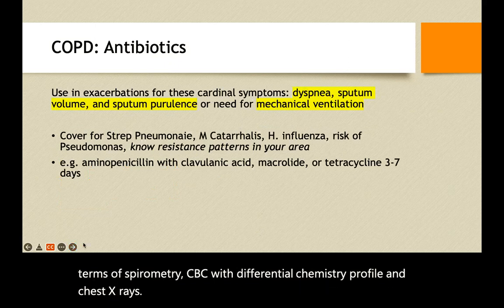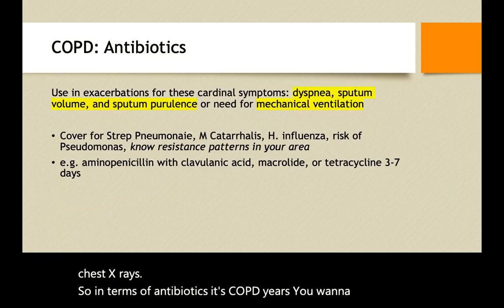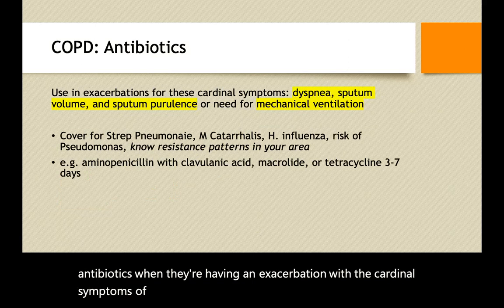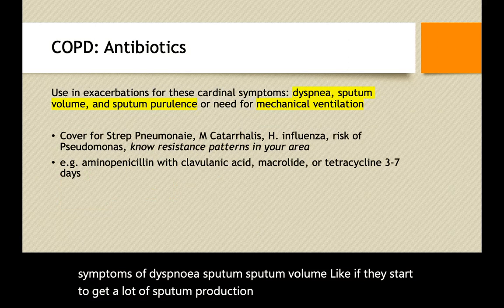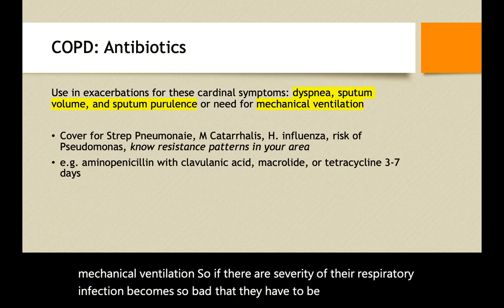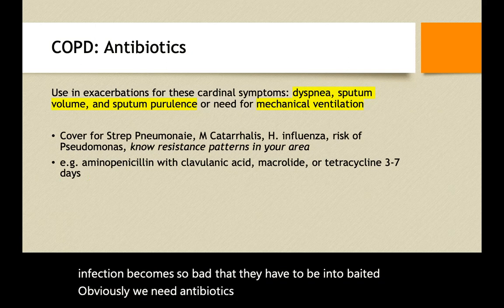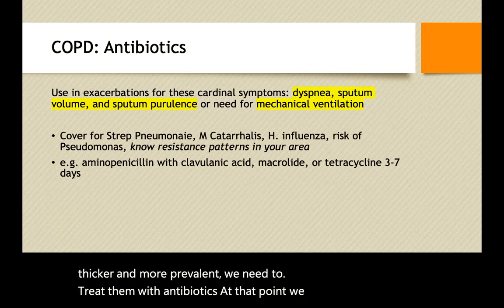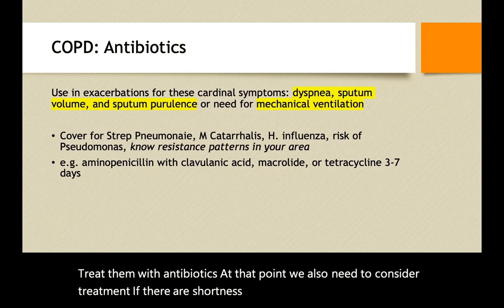So in terms of antibiotics in COPDers, you want to use antibiotics when they're having an exacerbation with the cardinal symptoms of dyspnea, sputum volume, like if they start to get a lot of sputum production, and sputum purulence, or need for mechanical ventilation. So if the severity of their respiratory infection becomes so bad that they have to be intubated, obviously we need antibiotics then. If their sputum becomes thicker and more prevalent, we need to treat them with antibiotics at that point. We also need to consider treatment if their shortness of breath becomes severe.